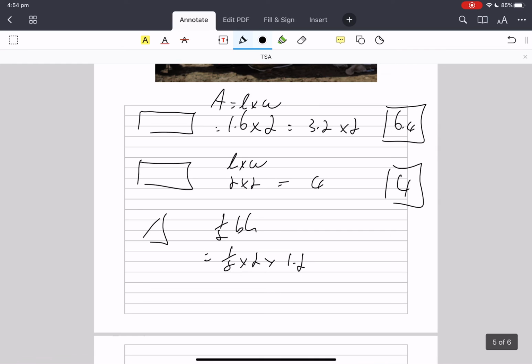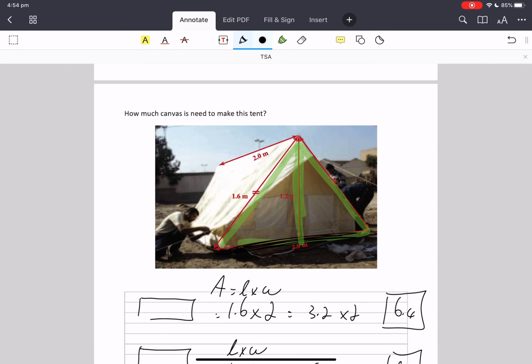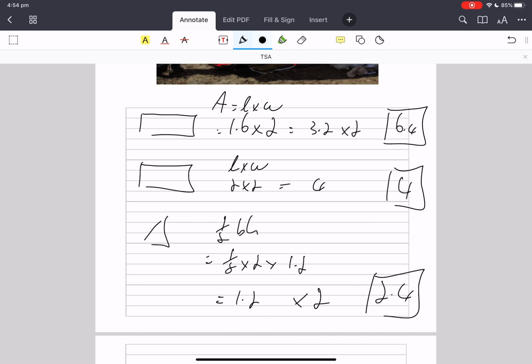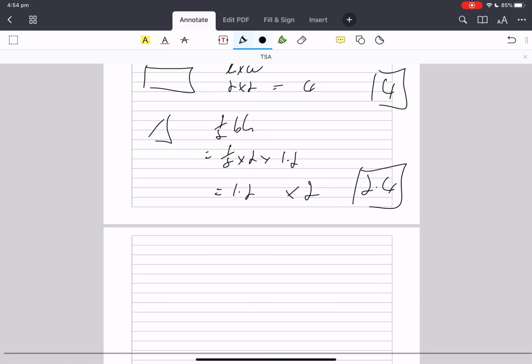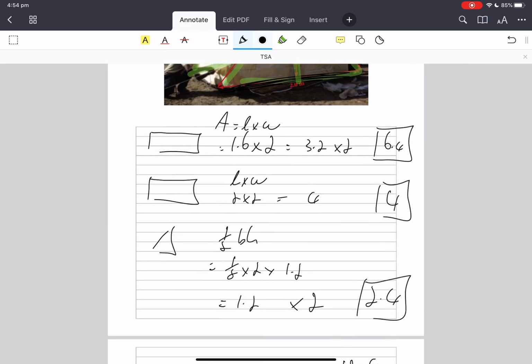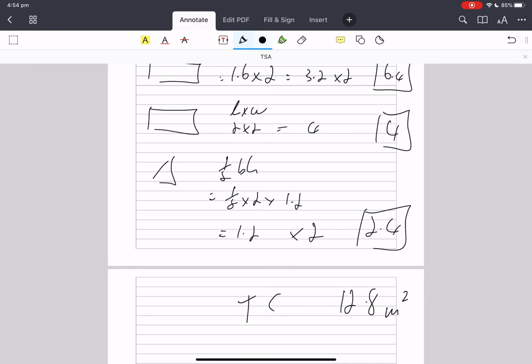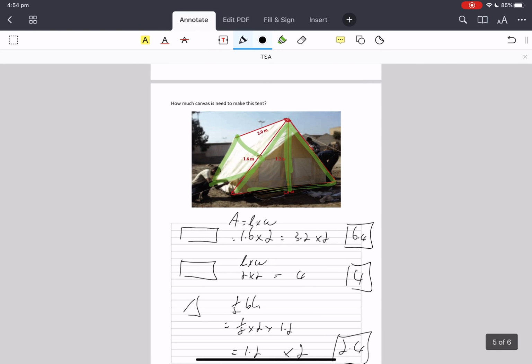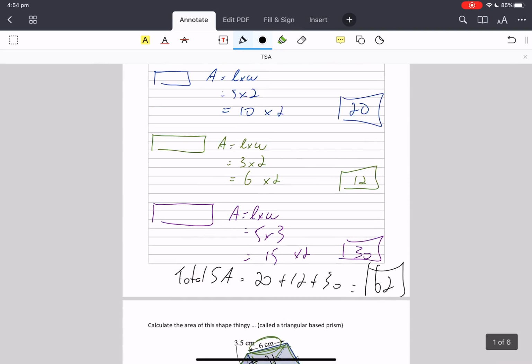Multiply that out, and that equals 1.2, but guess what? There are 2 triangles, because there's another triangle at the back, so we need to double that to 2.4. Let's add those together. And we get 12.8. 12.8, and I'm guessing that's meters squared. So there's my total surface area. Good job. That tent's hard to see, but anyway, you've got to go hard at that and do as many as you can.